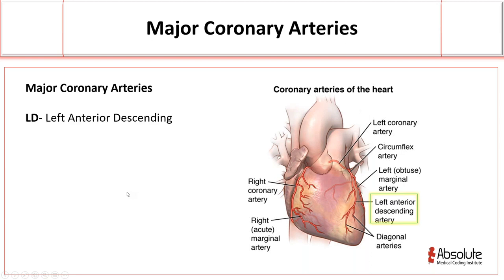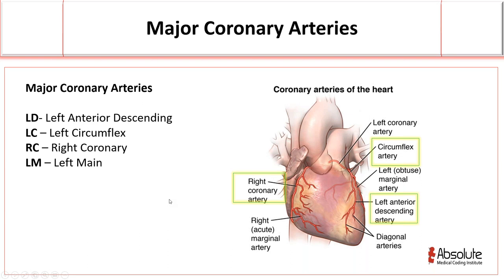But the LD is the modifier for the left anterior descending, and that is this vessel over here. LC is the modifier that indicates left circumflex, and that is over here. RC is the right coronary. These, of course, left and right, as always, refers to the patient's left and right, which is why you're looking at on the left, but the patient's right coronary artery. The left main, or the left coronary artery, is over here. The ramus intermedius is that one on the back that I told you we can barely see.